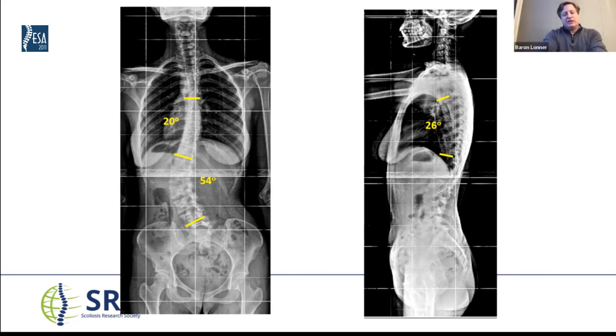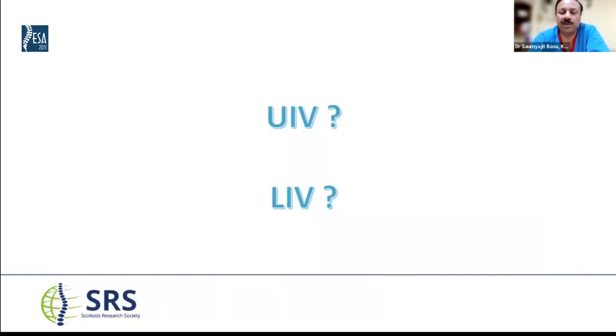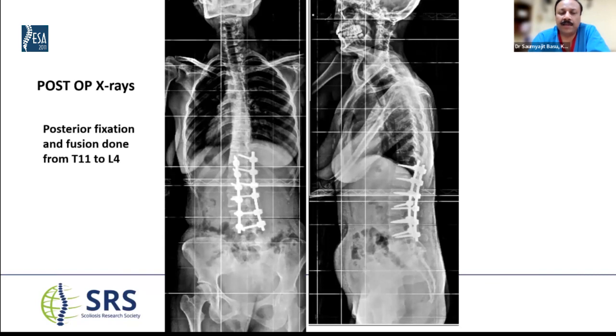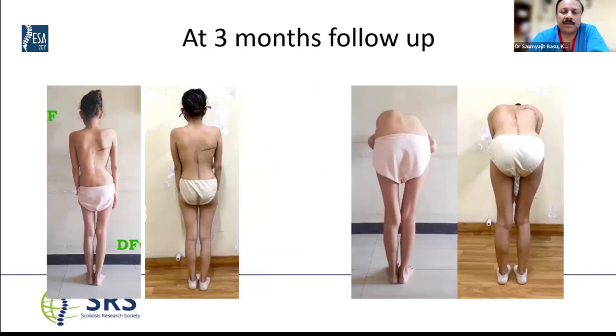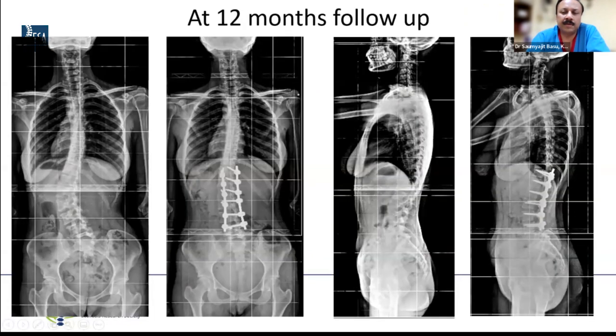Right. So for the shortage of time, we just show I did posterior from T11 to L4, and this is her post-op, and this is her pre-op and post-op together, and this is her 3 months follow-up. I did not go anteriorly. I could have saved a level at L3 possibly if I went in anteriorly, but posteriorly L3 was too far away from the CSVL. So I prefer to go down to L4, and that is what it looked like.